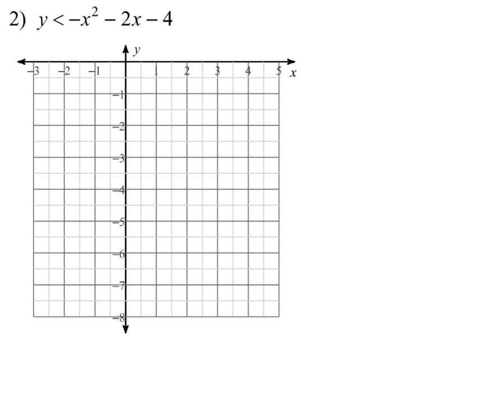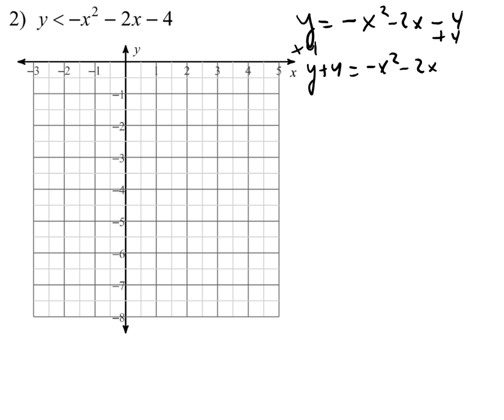All right, so we want to graph this, and we need to first change this quadratic into vertex form or graphing form. So I'm going to look at y equals negative x squared minus 2x minus 4. I'm going to add 4 to both sides. So then I get y plus 4 equals negative x squared minus 2x.